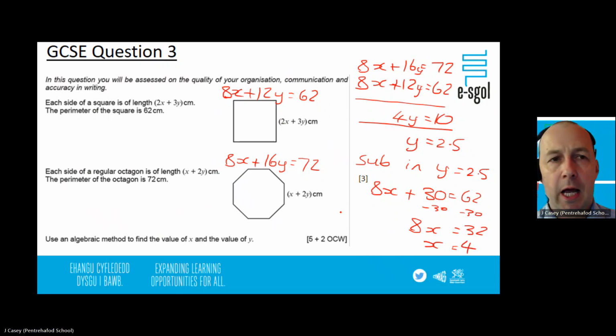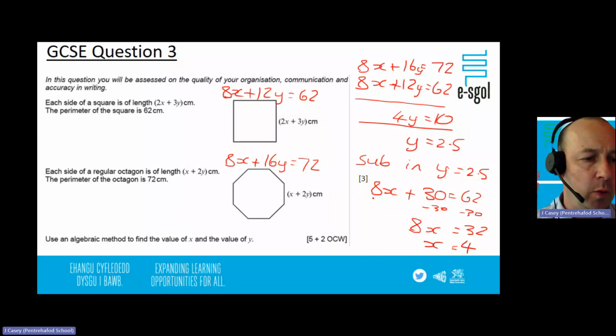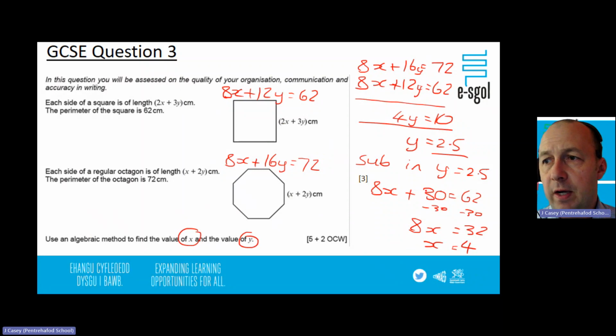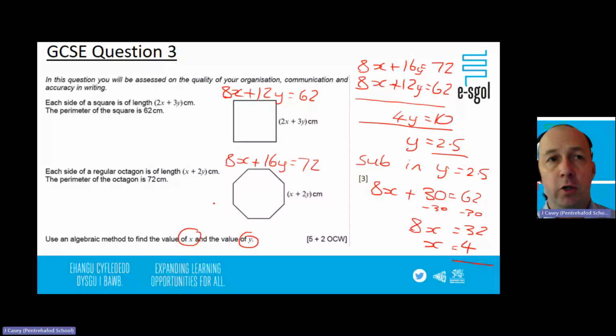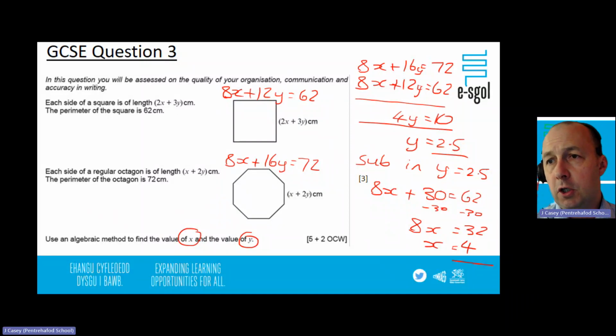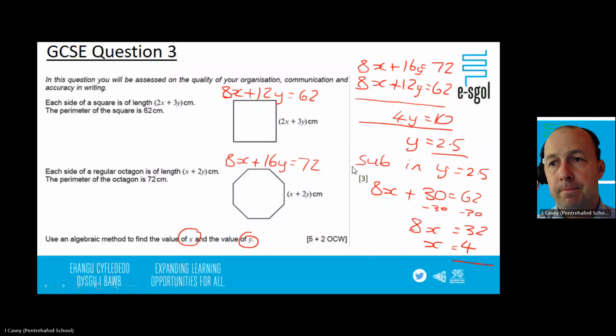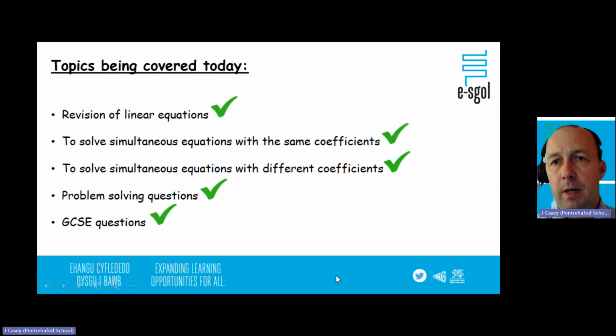Now, I wouldn't be content with that. I'd have to go back to the question to make sure that what I've done is right. Remember the last couple of questions, there was an additional stage. Just make sure this question is asking us and we've answered it fully. Use an algebraic method to find the value of x and the value of y. That's exactly what I've done. y is 2.5, x is 4. I've answered the question, okay? But be careful, don't leave it just with that final solution. Always go back, double check the question, make sure you proofread it, and make sure that you've actually answered what the question is asking.